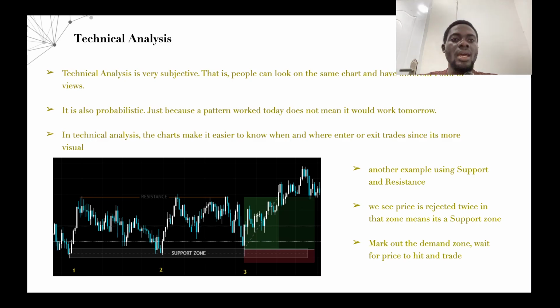You understand? It is also probabilistic. Technical analysis is very probabilistic. All analysis is very probabilistic. You understand? You don't win consistently with a certain type of analysis.